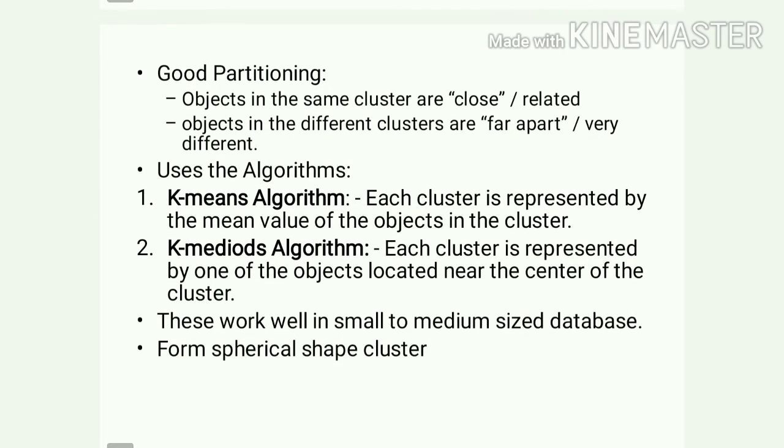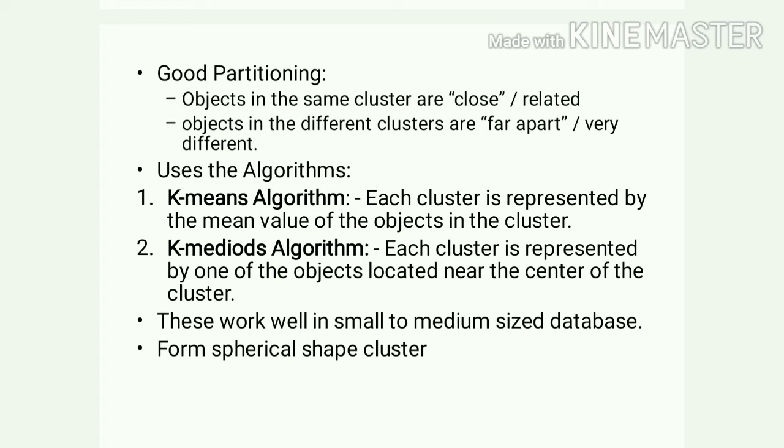For a good partitioning, the objects in the same cluster are close or related, whereas the objects in different clusters are far apart, very different, or dissimilar. The partitioning methods use two methods, the k-means method and the k-medoids method. In k-means, each cluster is represented by the mean value of the objects in the cluster. Taking a cluster, the mean value of its objects is considered in the k-means algorithm.